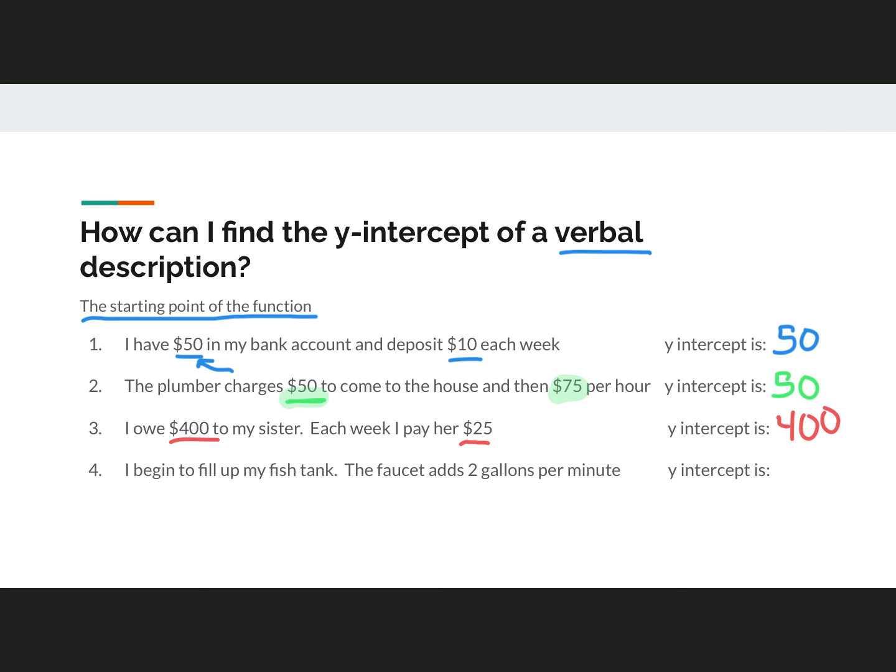And then finally, I begin to fill up my fish tank. The faucet adds 2 gallons per minute. I don't say that there's anything in my fish tank to begin with. So in this case, I would guess that my fish tank was empty, which would give me a y-intercept of 0. So that's it. Finding the y-intercept is as simple as finding your starting point, finding the value of y when x is 0, or looking at where the graph crosses the y-axis.